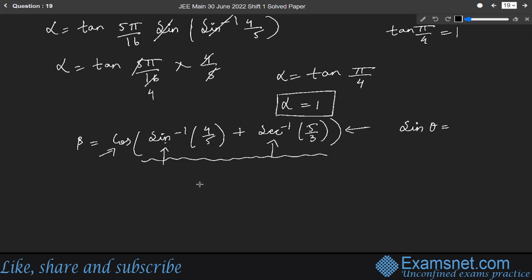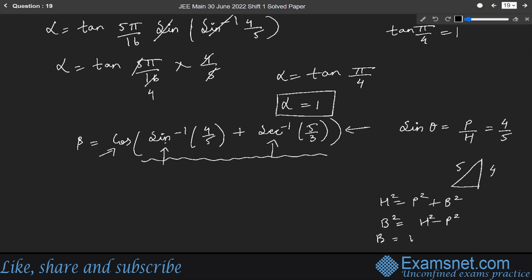We know that sine theta is equal to perpendicular upon hypotenuse. So here we have 4 by 5. So perpendicular is 4 and hypotenuse is 5. So let us consider a right angle triangle. Perpendicular is 4 and hypotenuse is 5. So by using the Pythagoras theorem, which is h square is equal to p square plus b square, we can calculate the value of base. B square will be equal to h square minus p square. So b will be equal to under root of h square minus p square.